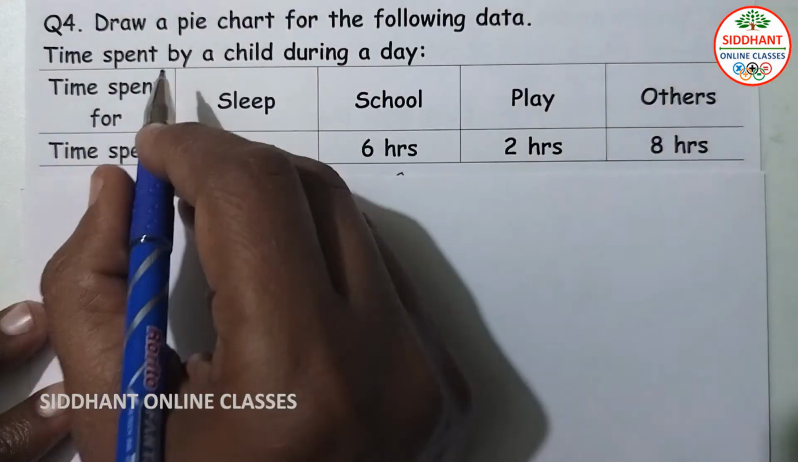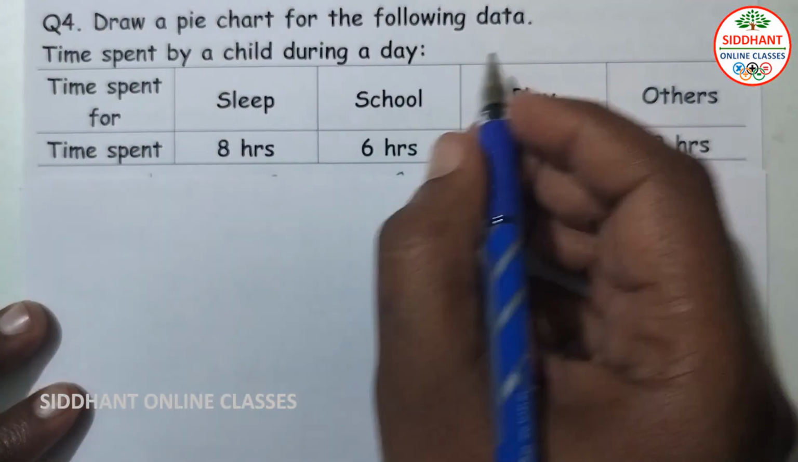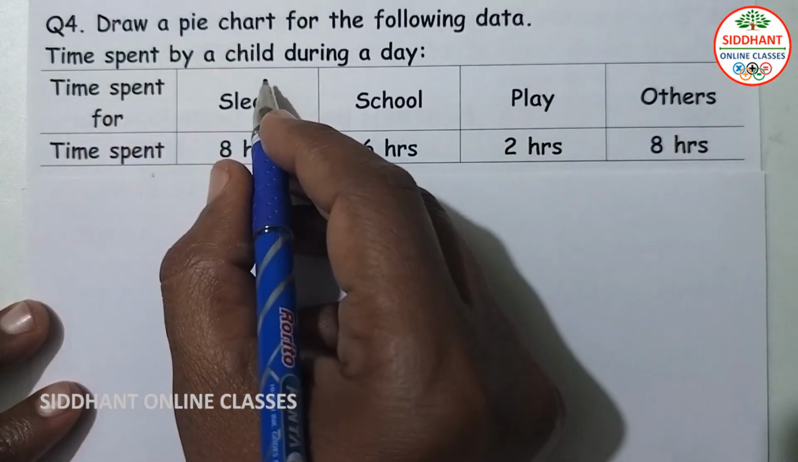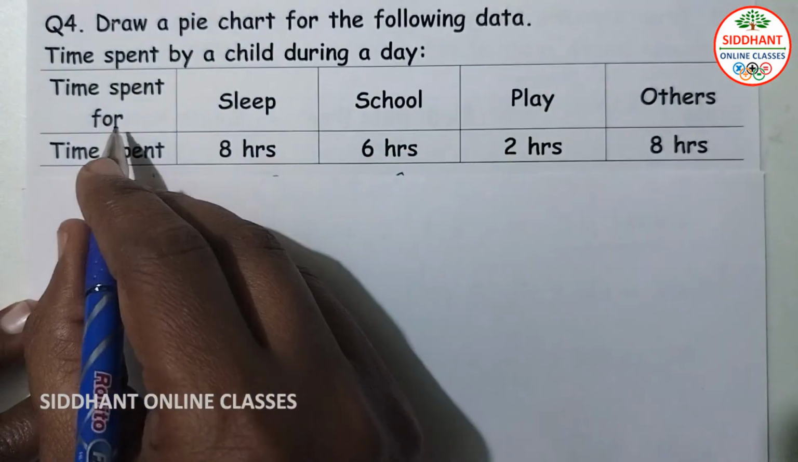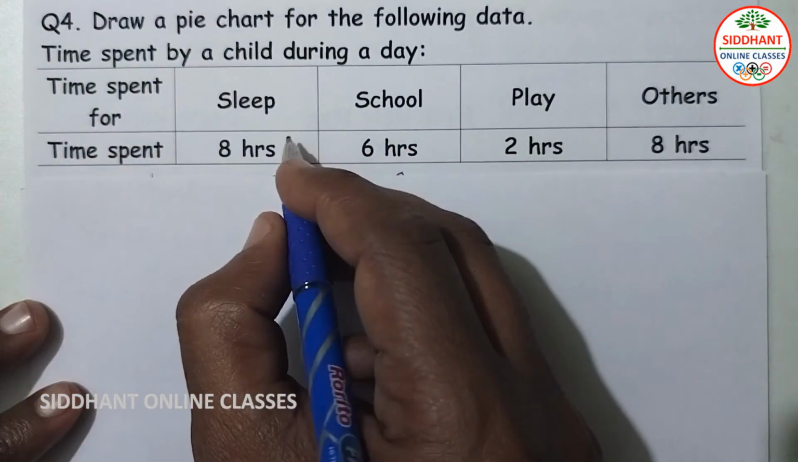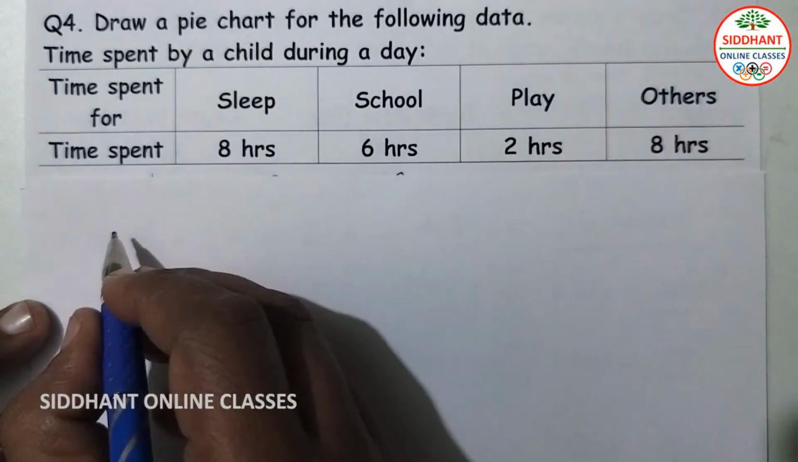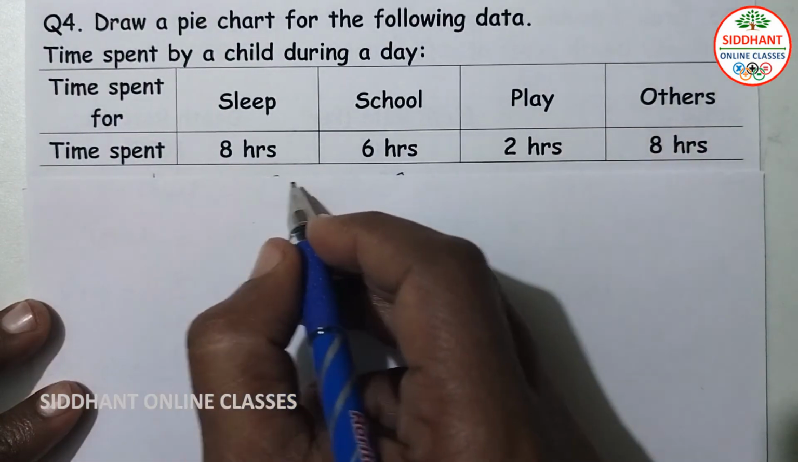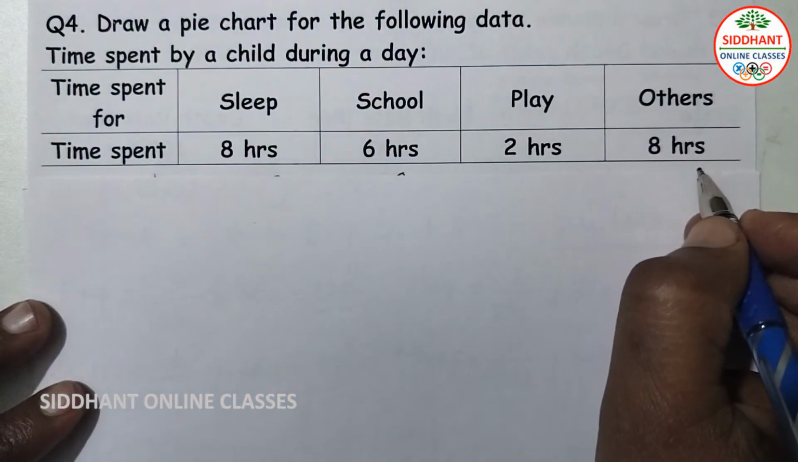Question number 4. Draw a pie chart for the following data. Time spent by a child during a day. Time spent for activities like sleep, school, play, others. Time spent is 8 hours, 6 hours, 2 and 8 hours.